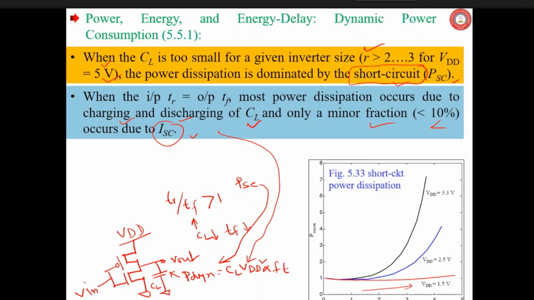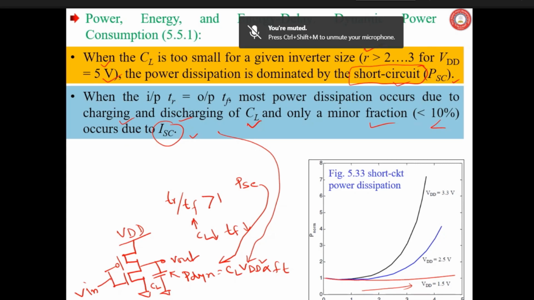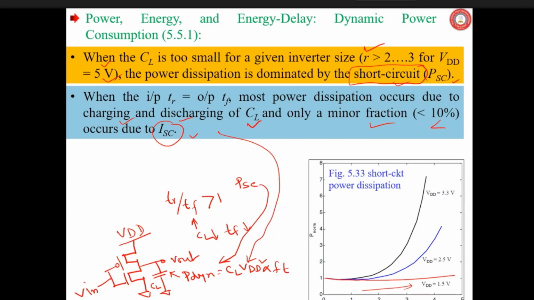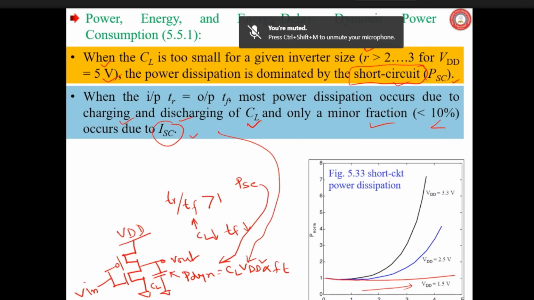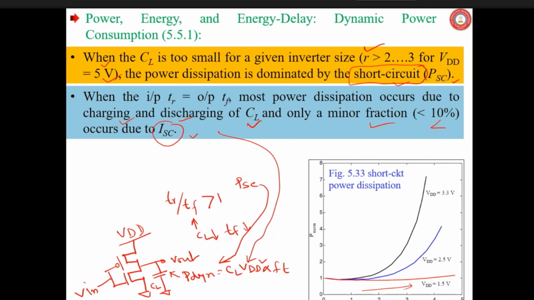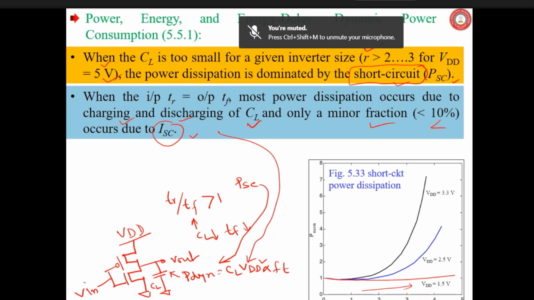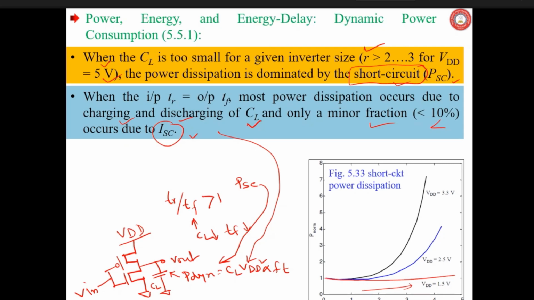When CL is too small for a given inverter size, the power dissipation is dominated by the short circuit power. When input rise time equals to output fall time, most power dissipation occurs due to charging and discharging, the dynamic power, and only minor is short circuit power. Okay. Yes or no? Understood or not? Yes, sir. All these things have to be kept in mind while doing the circuit design.